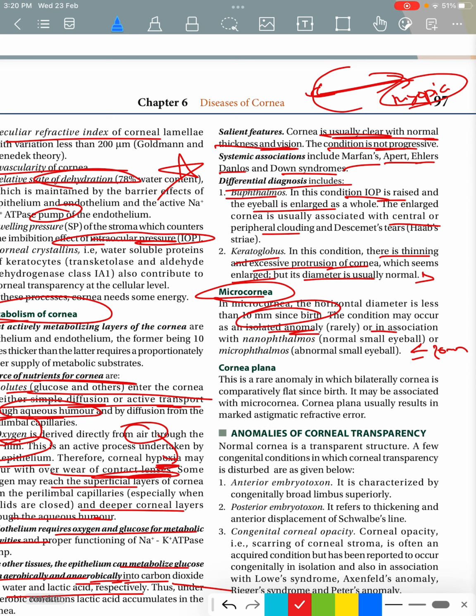Associated anomalies are nanophthalmos, a normal small eyeball where everything tests normal, or microphthalmos, an abnormal small eyeball, okay. Then cornea plana is a rare anomaly in which the cornea is bilaterally comparatively flat since birth, okay. It's very flat in curvature. It may be associated with microcornea. Cornea plana usually results in marked astigmatic refractive error.